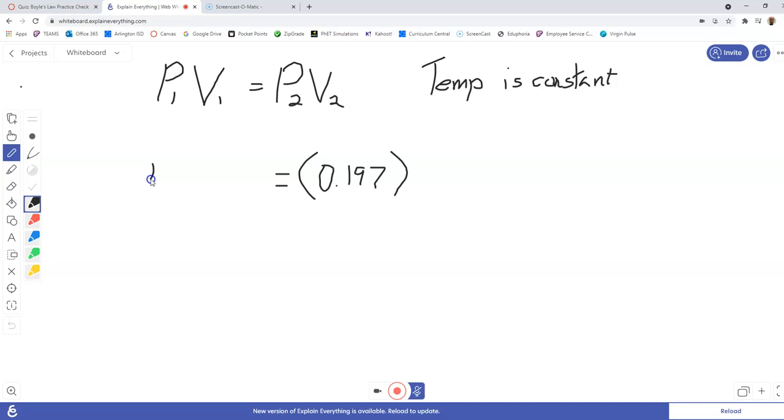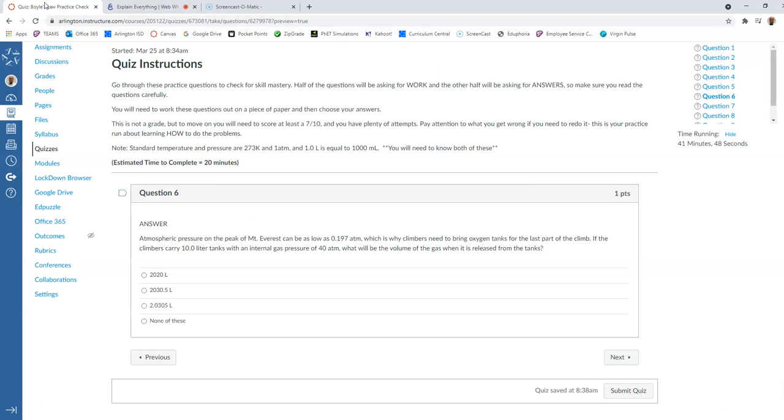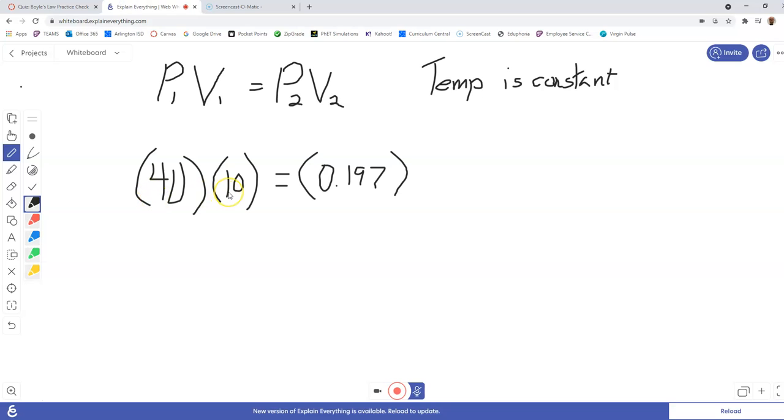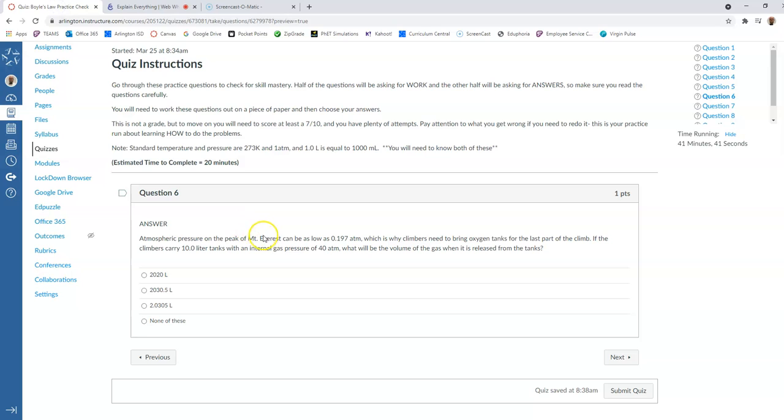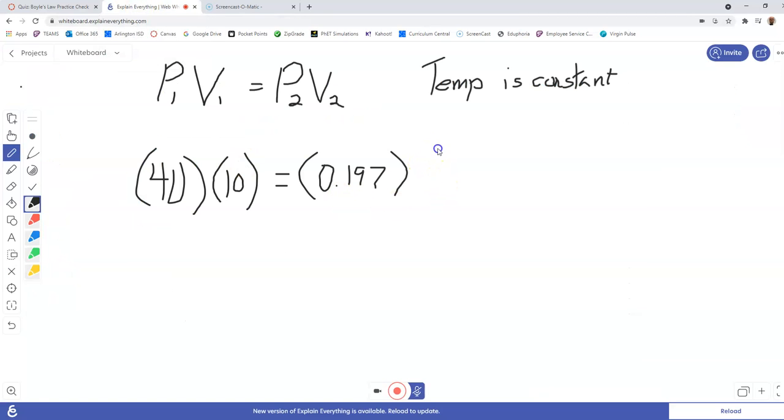40 is our pressure. 10 is our volume. Yeah, 40 atm and 10 liters. The question asks, what will the volume be of the gas when it's released from the tanks? In other words, what will the final volume be? So what we're solving for in this question is V2.